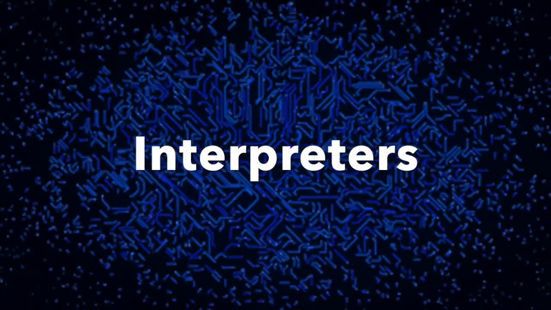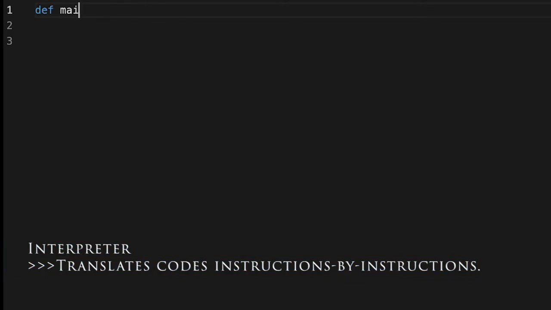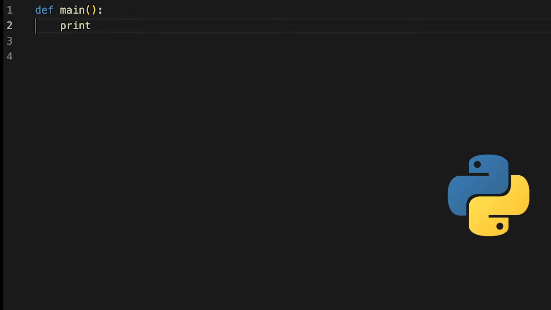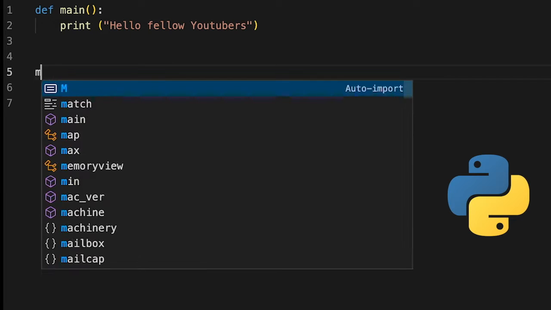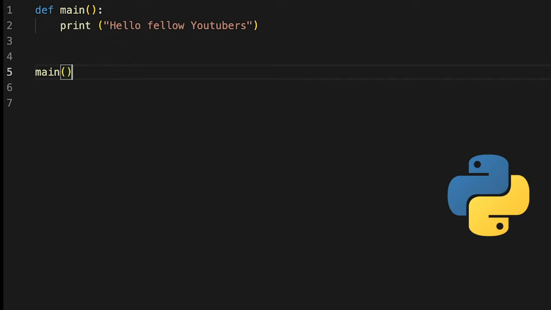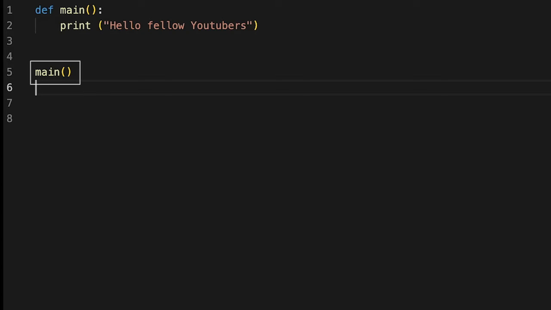Interpreters are the alternatives to compilers. Instead of translating the entire program all at once, they only translate the program instruction by instruction. Take a look at this code written in a commonly interpreted language known as Python. The instructions in this program will be translated by the interpreter one at a time, which means that the execution is slow because of the gap.